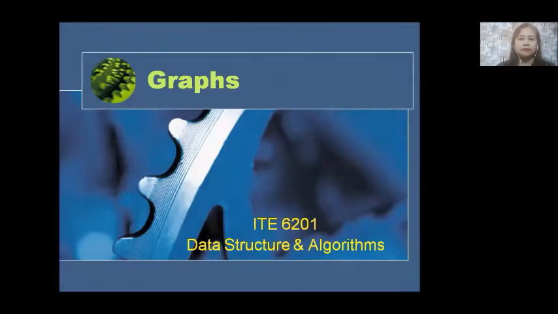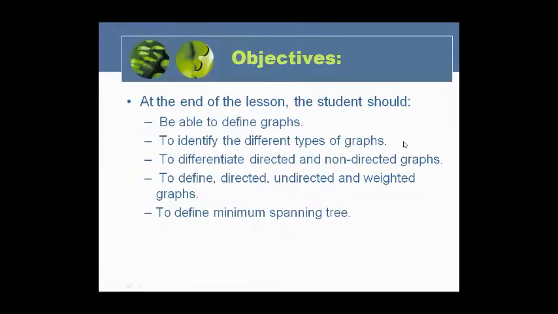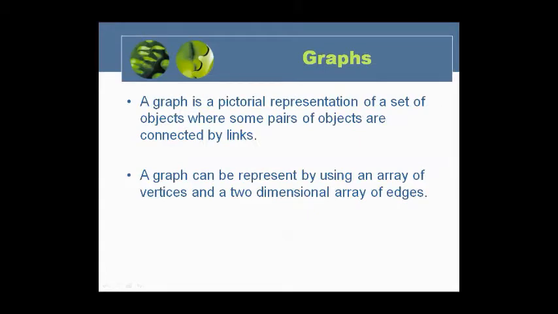So our topic is about graphs, in data structures and algorithms. The objective is that at the end of the lesson, the student should be able to define graphs, to identify the different types of graphs, to differentiate directed and non-directed graphs, to define directed, undirected, and weighted graphs, and to define minimum spanning tree.